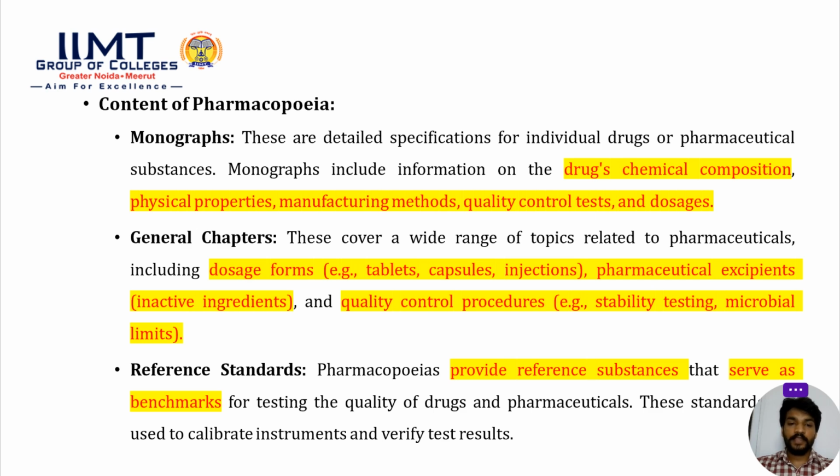Next come general chapters. They consist of dosage forms, for example tablets, capsules, injections, pharmaceutical excipients, inactive ingredients, quality control procedures, stability testing, and microbial limits. Next is reference standards. Pharmacopoeias provide reference standards that serve as benchmarks for testing the quality of drugs and pharmaceuticals. These standards are used to calibrate instruments and verify test results.